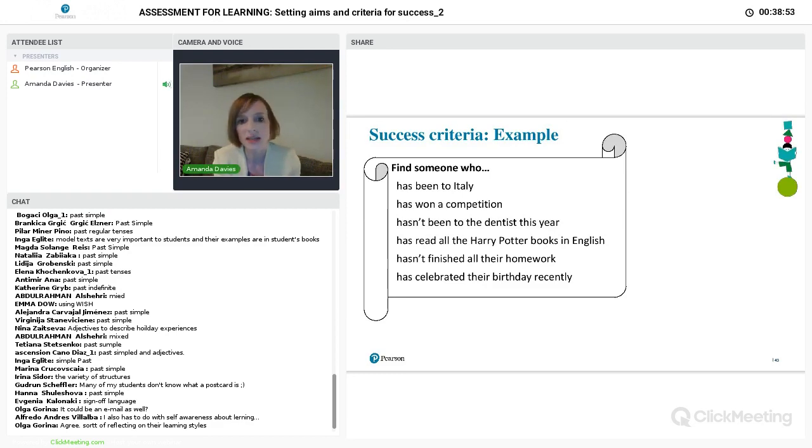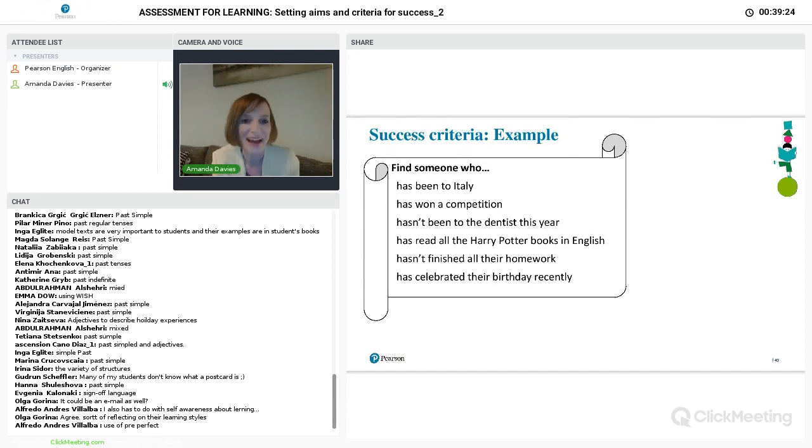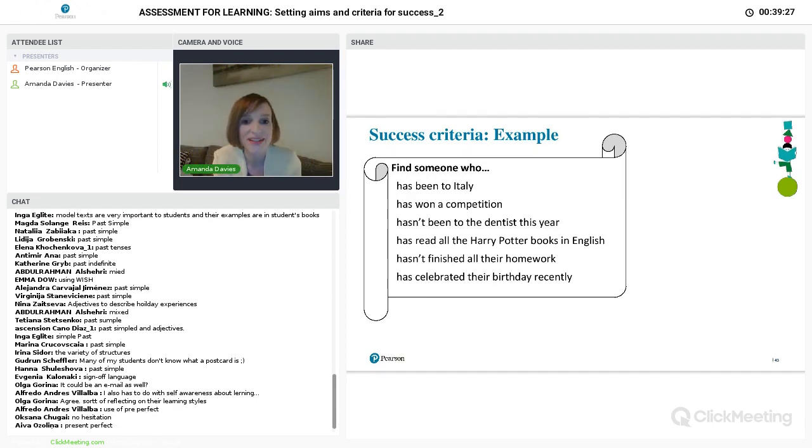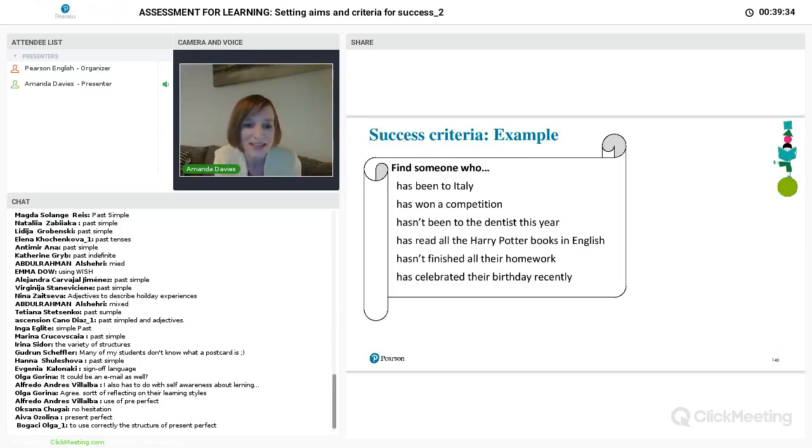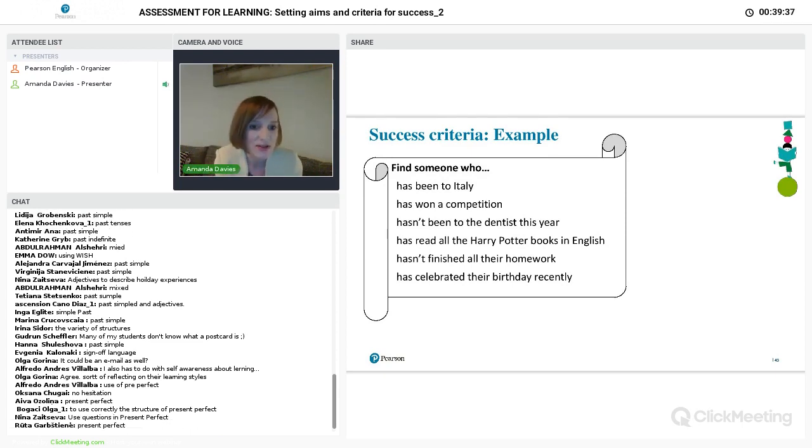We can also use success criteria for speaking tasks. This is a find someone who, and it's practicing has or have and past participle, so present perfect. What would be some useful success criteria for this speaking task? Use the present perfect, yeah, of course. What often happens when I do a find someone who with teenagers or young learners, they just go around saying, has been to Italy, has won a competition, hasn't been to the dentist, and they don't even bother making the questions. So to correctly use the present perfect.